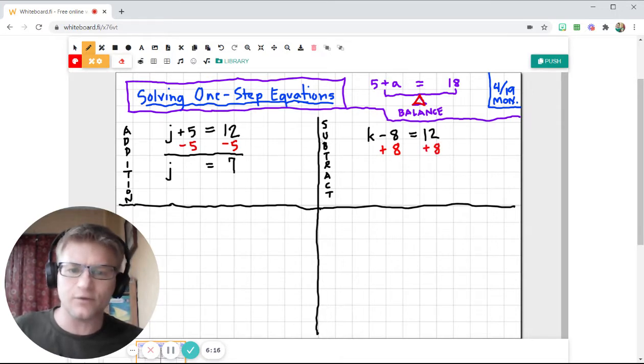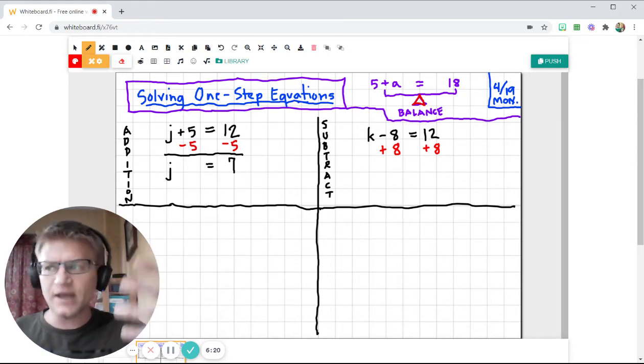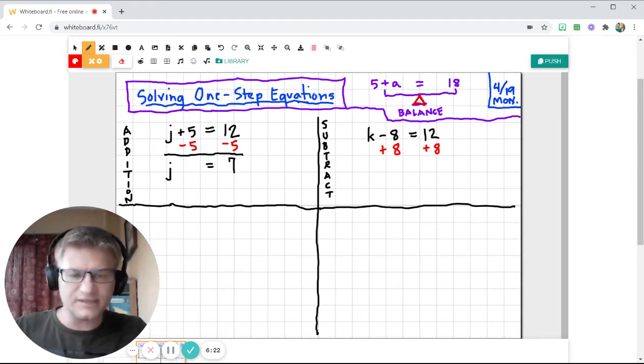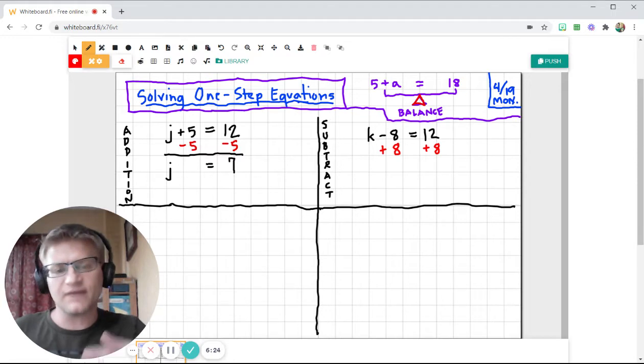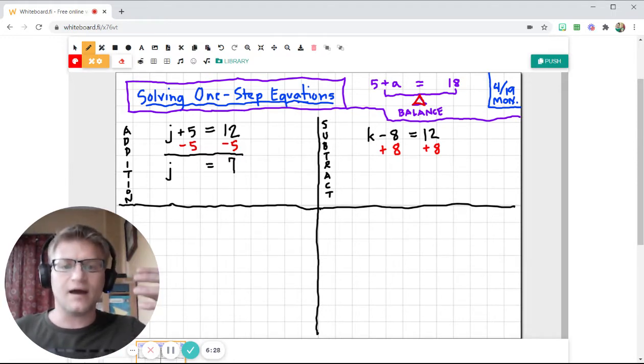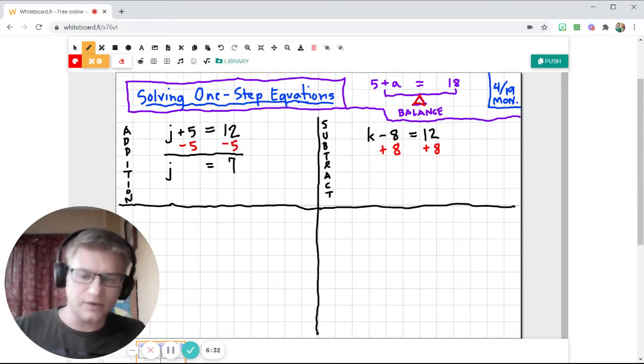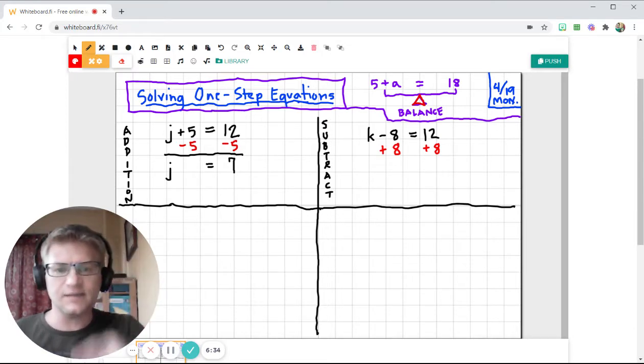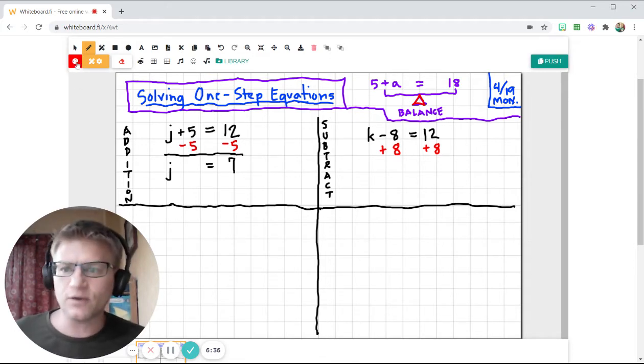And I think of equations kind of like I think of a fraction. If I do something to the top of a fraction, in order to keep it equal or equivalent, I have to do the same thing to the bottom. Like if I divide the top of a fraction by 2, I've got to divide the bottom by 2. If I multiply the top of a fraction by 2, I've got to multiply the bottom by 2. It's like when we make an equivalent fraction. Same thing here. Equations are about equivalency, keeping things equal.